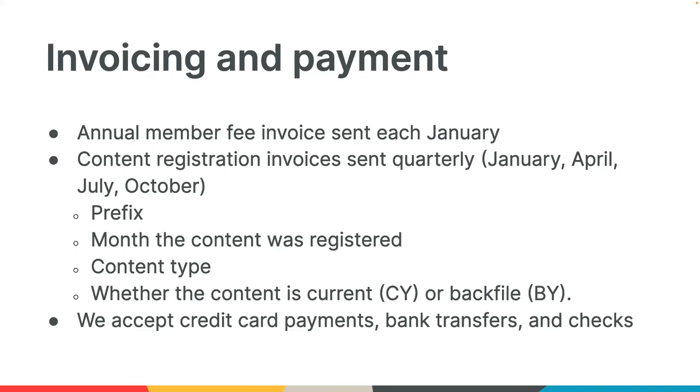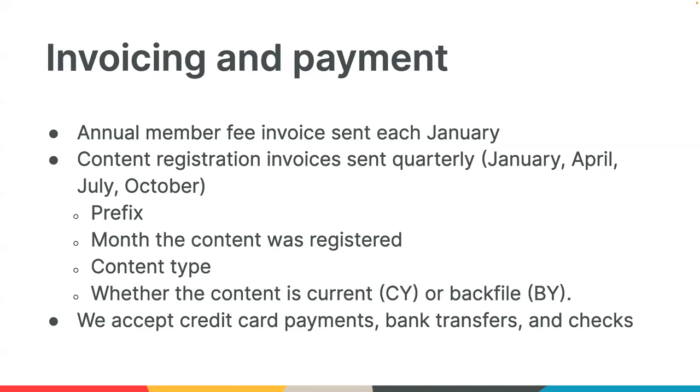One thing to note is that you may not receive a content registration invoice every single quarter. If the content you registered in a quarter totals less than $100, we'll roll that amount to the next quarter. This is to avoid members having to pay lots of small invoices, which may incur some charges, especially if you're paying by bank transfer with a wire transfer fee. If you haven't reached $100 in fees by the last quarter of the year, we'll send an invoice for whatever the balance is at that time. So it could be less than $100 then.